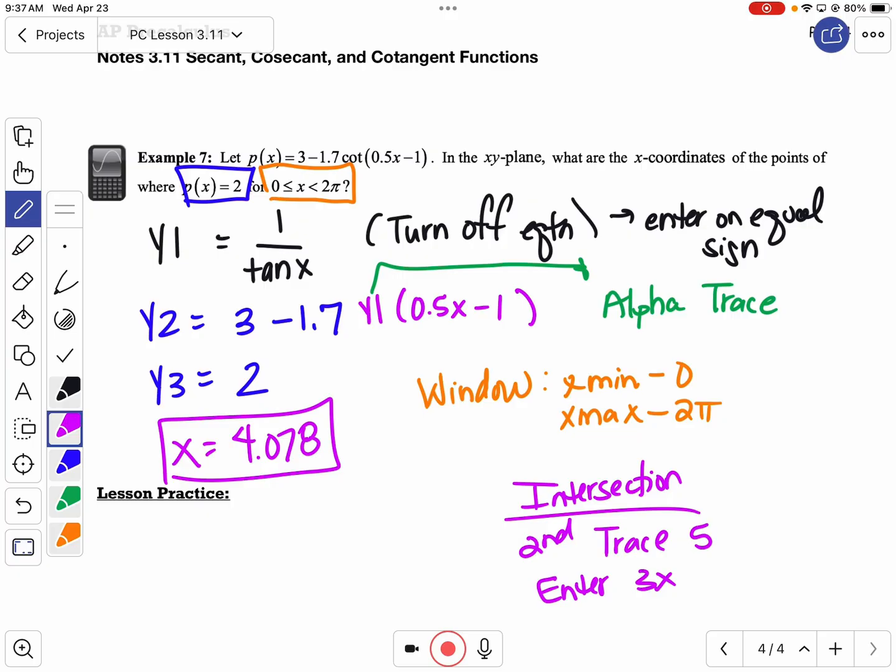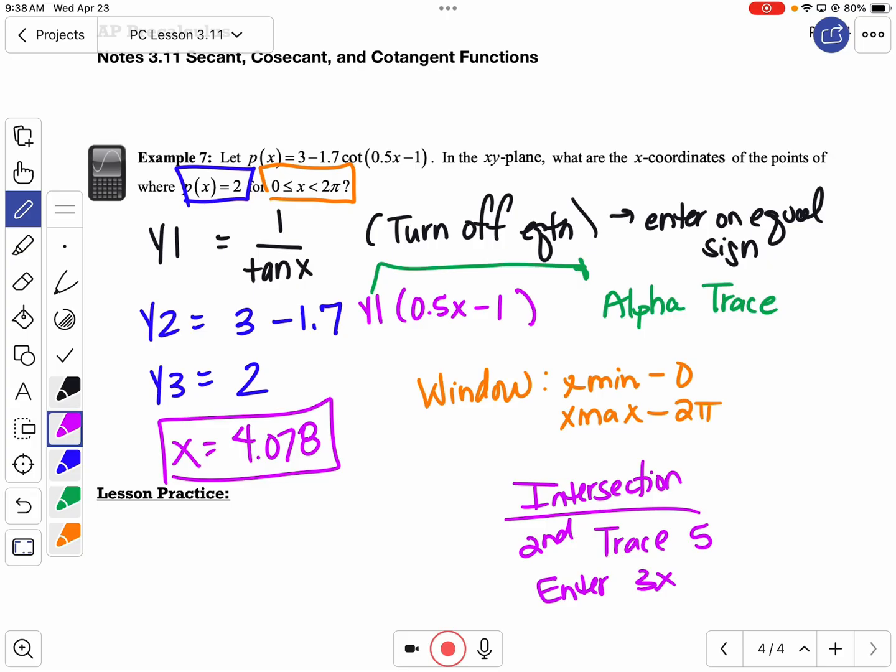Secant, cosecant, cotangent graphing, all right? We're going to do more equation solving here in a second, so I think you'll feel more confident about that once we get into it, and then using a calculator to do so.